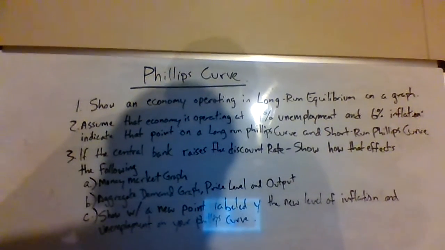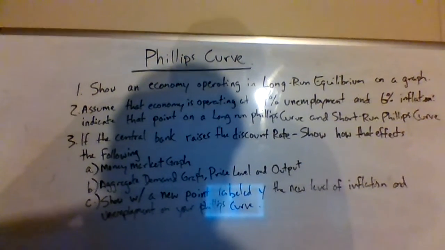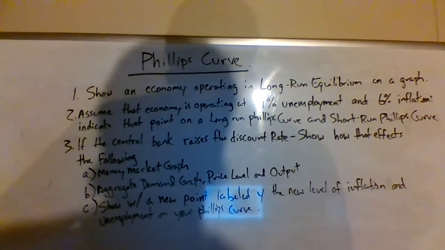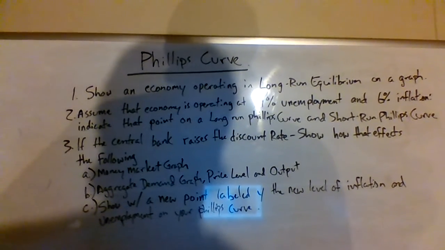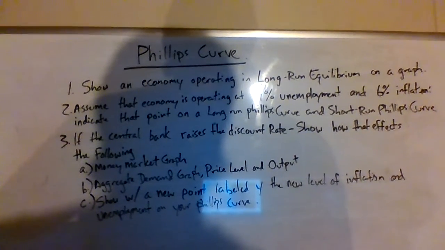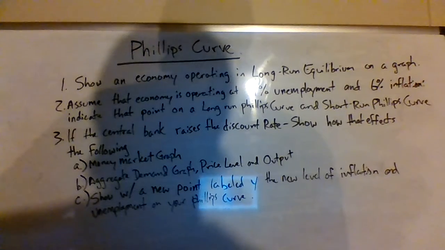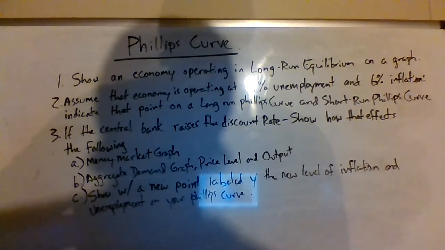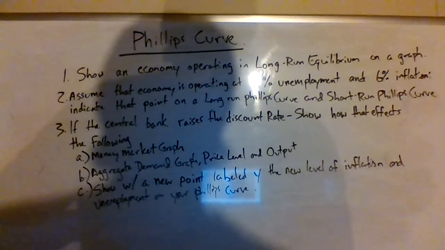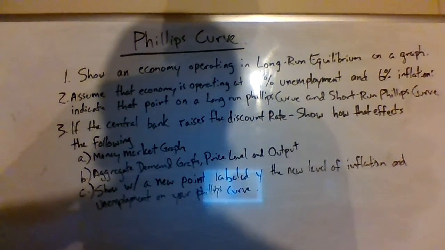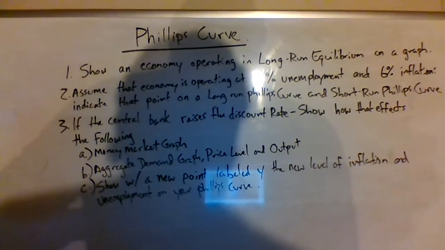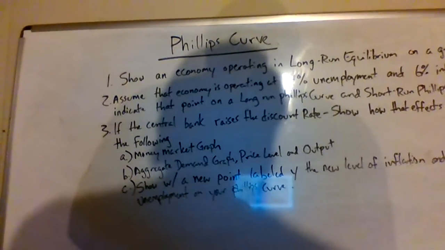Okay, here's your question here. It's not a perfect way of doing things, but maybe screenshot it on your computer. I'll read it to you once. Show an economy operating in long-run equilibrium on a graph. Assume that economy is operating at 4% unemployment, 6% inflation. Indicate that point on a long-run Phillips curve and short-run Phillips curve. If the central bank raises the discount rate, show how that affects the following: your money market graph, your aggregate demand graph with your price level and output, and show a new point labeled Y, the new level of inflation and unemployment on your Phillips curve. Okay, pause this, try to draw that out. I'll come back with the answer.